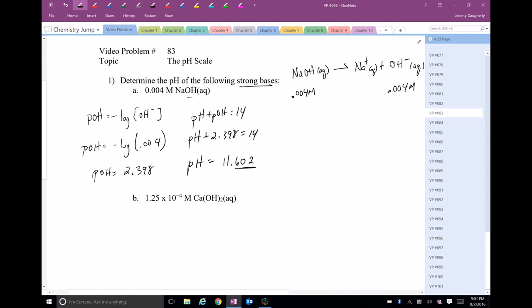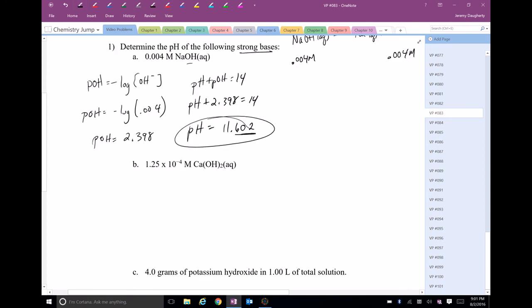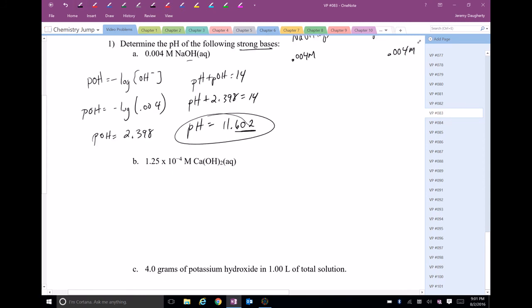Alright, letter B here. Now this one gives off two hydroxides. So here's our calcium hydroxide, Ca(OH)2. When that breaks up, it breaks up into the one calcium and the two hydroxides. So there are the two hydroxides. If this is 1.25 times 10 to the negative fourth molar, this must be 2.5 times 10 to the negative fourth molar, because it's a 2-to-1 relationship.